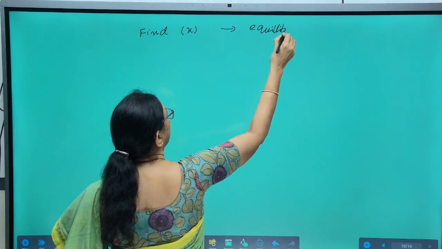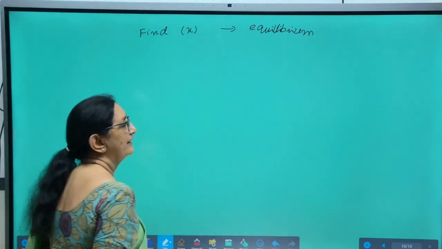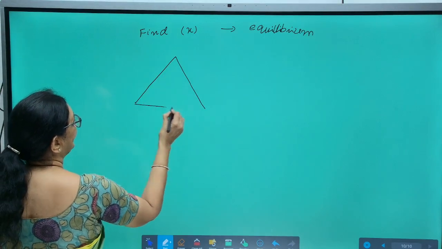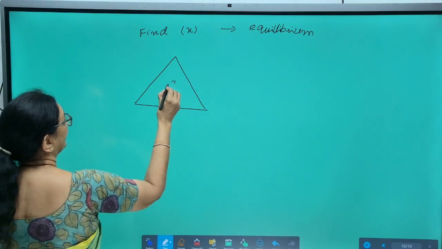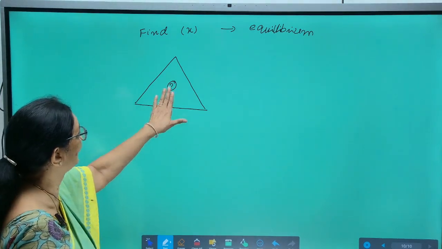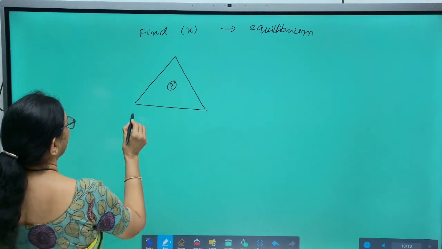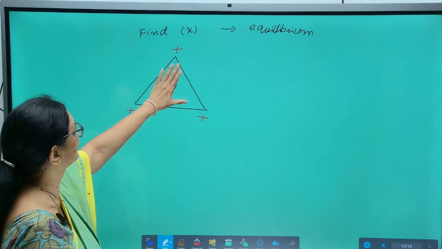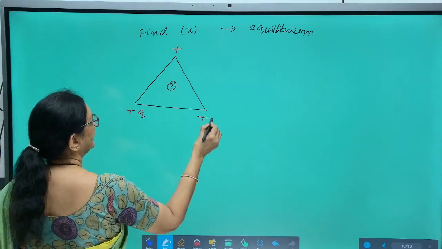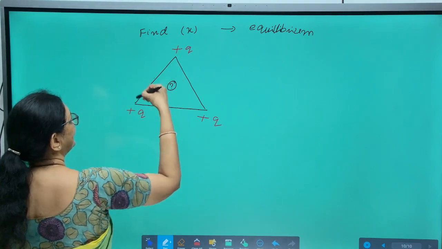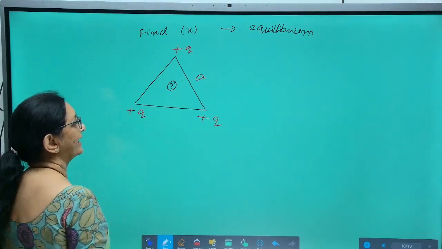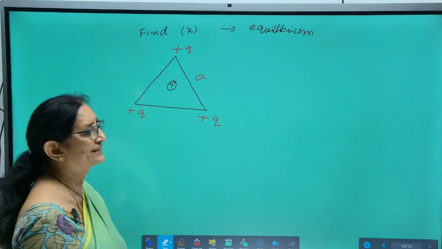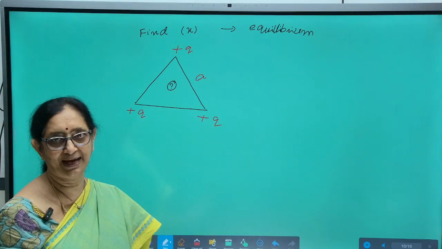So, you note down the problem. Find the charge placed at the center of an equilateral triangle so that the system is in equilibrium. The system has three identical charges plus Q placed at the three corners of an equilateral triangle of side A. In order to keep this system in equilibrium, what is the charge placed at the center? That is our challenge now.